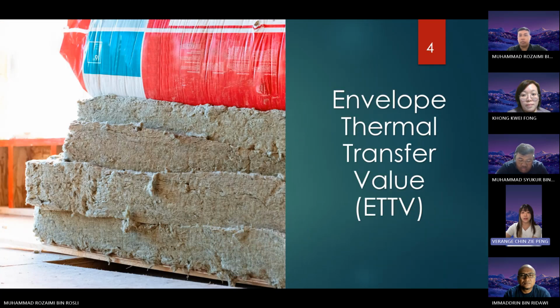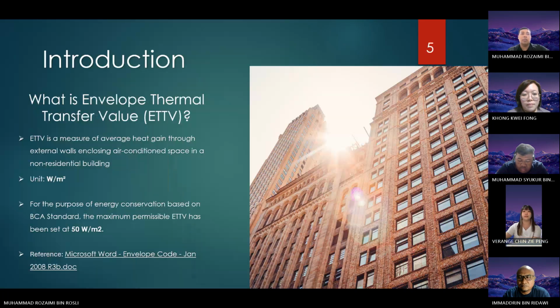Okay, let's start on the envelope thermal transfer value. Short form is ETTV. Let me introduce what the envelope thermal transfer value is. This is a measure of the average heat gain through the external wall enclosing the air-conditioned spaces in a non-residential building. The unit used for the ETTV is watt per meter square. For the purpose of energy conservation, based on the BCA standard, the maximum permissible ETTV has been set at 50 watt per meter square. All the references can be found from the BCA. Then I would like to pass it to my friend Rozaimi to continue on the next slide.